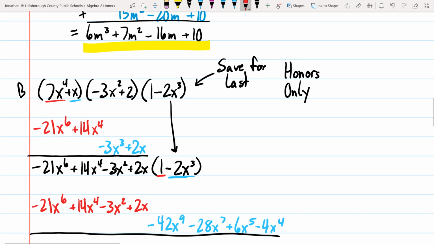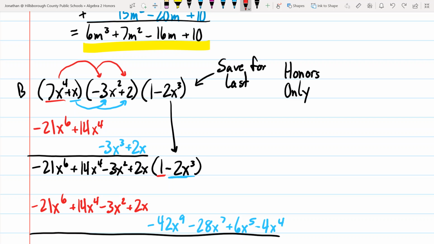Pro tip for when we're multiplying 3 things: save this one for last and just start with your first 2, your 2 by 2. Okay? 7x to the 4th times negative 3x squared is negative 21x to the 6th. Again, I can't state this enough. You add the exponents when multiplying the same term.